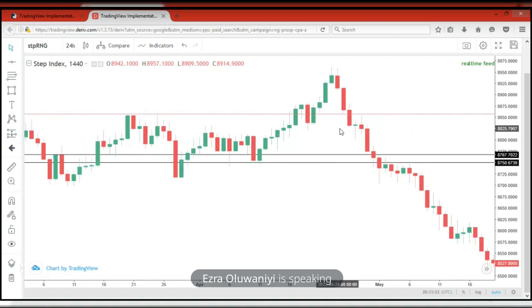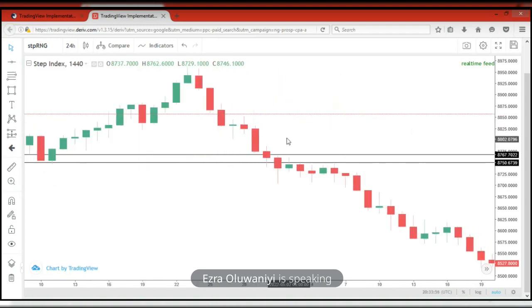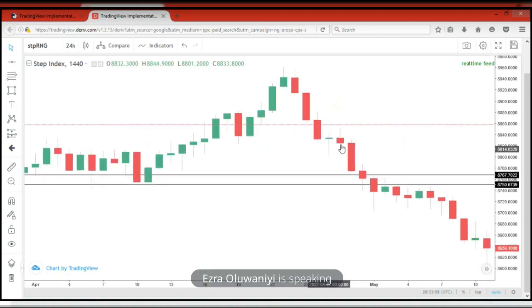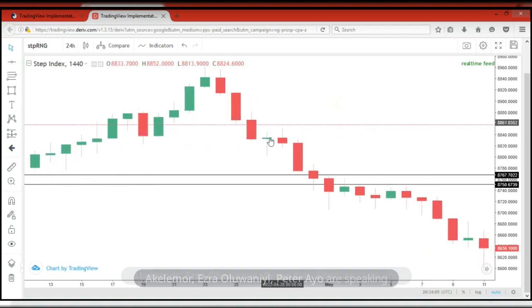Did you see this? Can you see this move here? Let me bold it a little bit. Can you see this? Hello? Yes, sir. This is what I see. Now, see this sell move.